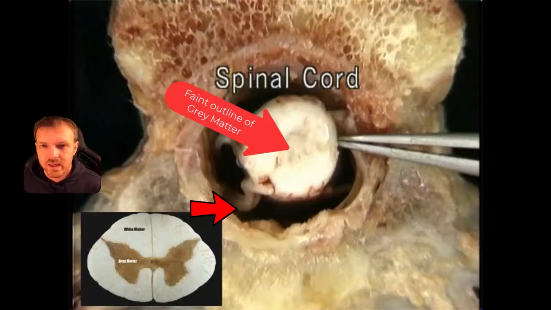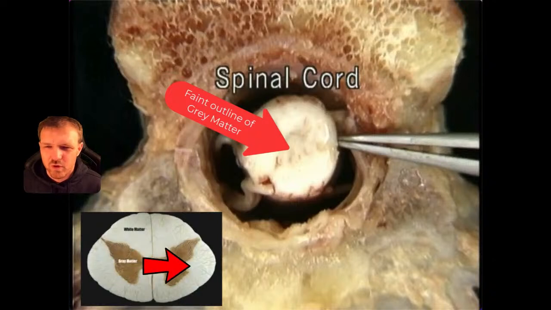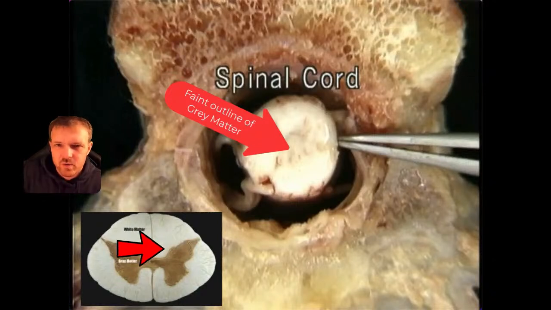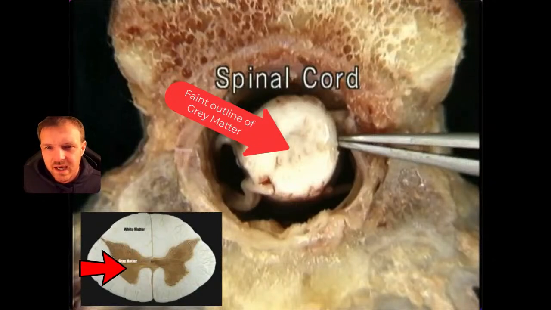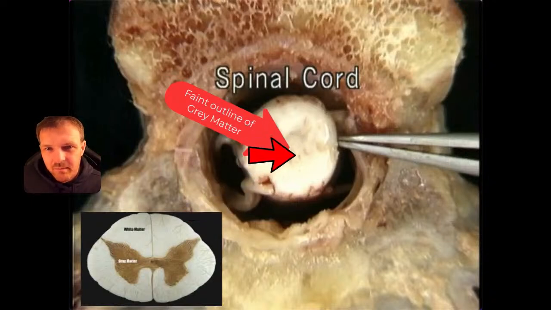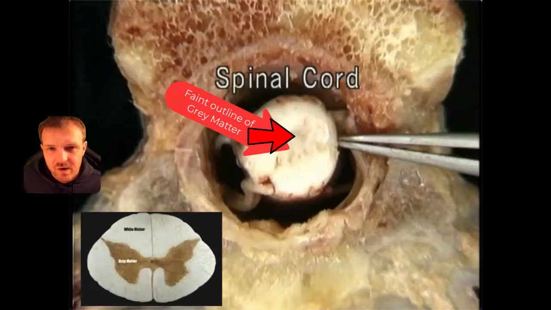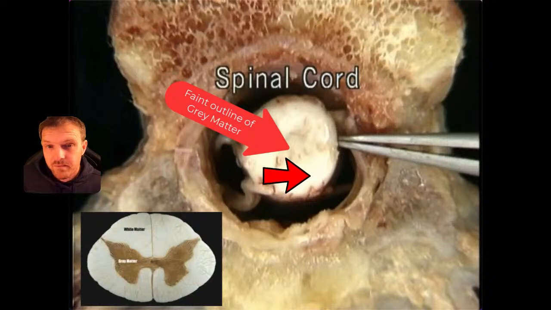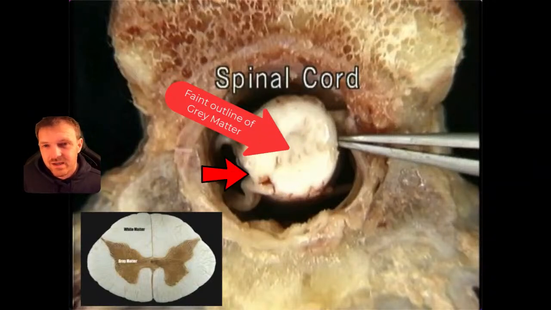So I've just brought in some other pictures as well. You might have seen this picture before, a cross-sectional picture of a spinal cord. You've got the grey matter, which looks like a butterfly in the middle, and then the white matter around the outside. And you can just about make it out in this video as well. So you can see in the middle there is a bit grey, and then around the outside here is more white.